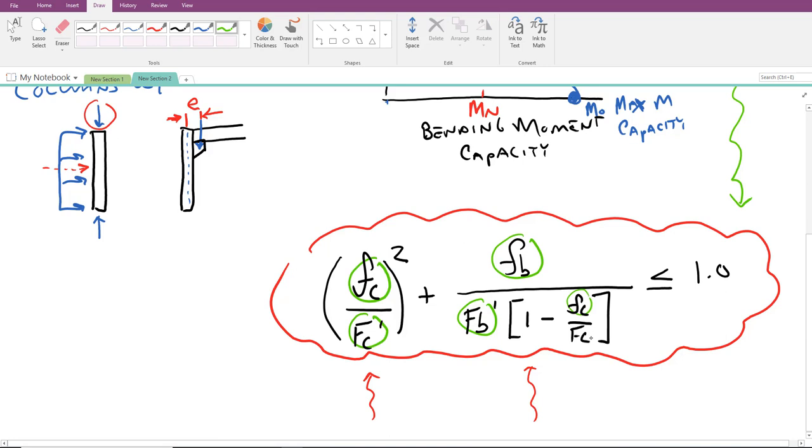I've got another video that will walk you through the example. There's an example PDF and an example video, and I recommend that you utilize that to actually now work your interaction equation homework problems.